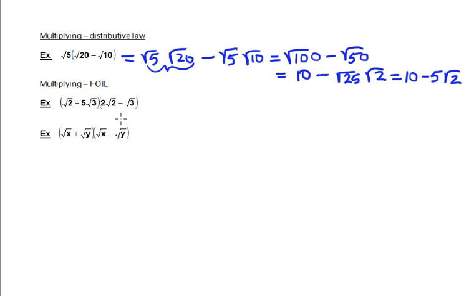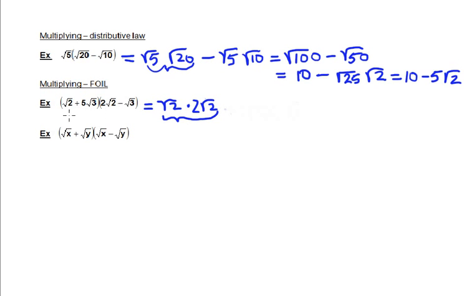For the next example, inside these parentheses we've got a binomial. We have two terms, and the second set of parentheses also has a binomial. So in this example we will use FOIL. Taking the product of the two first terms, we've got square root of 2 times 2 square root 2, the other first term.